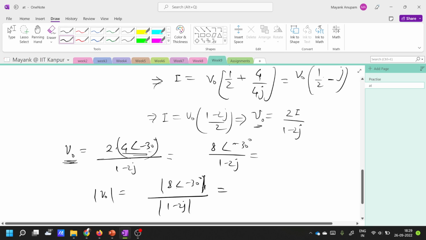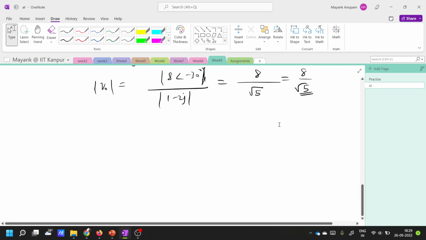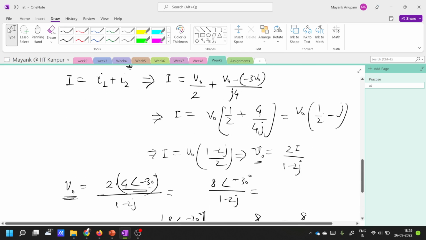The magnitude of 8 angle minus 30 degrees is simply 8, divided by the magnitude of 1 minus 2j, which is root 5, correct? So 1 plus 4 under root. So this is 8 by root 5. This is the magnitude, and you can find the angle yourself, right? So this was the solution of this question.